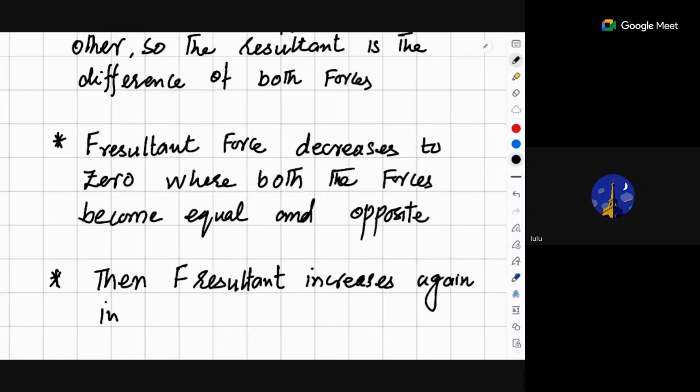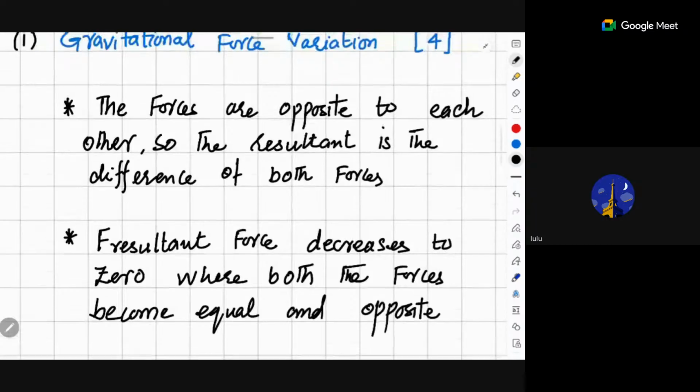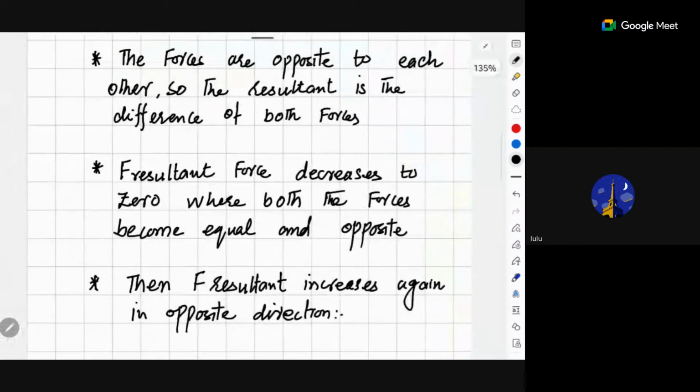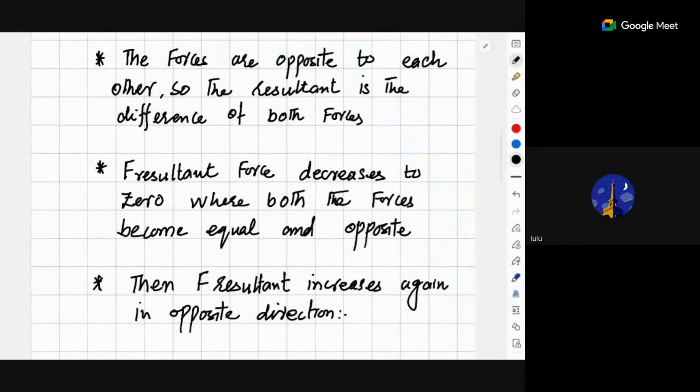Is my voice clear? Yes, sir. Okay. So these are the points you have to mention by all means. Right? Is this question clear? Description. Will you be able to write it? This is basically you have to give the behavior of the forces.